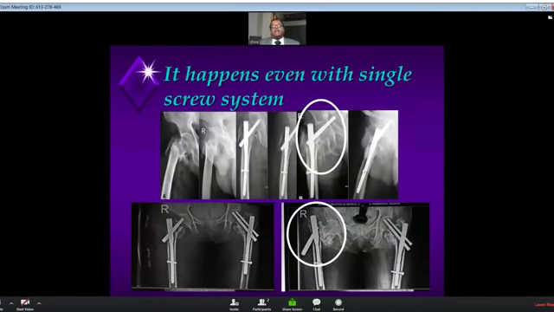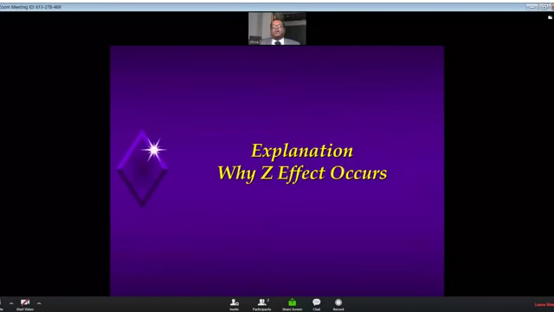Unfortunately, in a PFN we have the two screws, whereas here we have only one screw. So either the screw walks in or walks out. The mechanism is almost always similar to the Z phenomena which happens with a two screw system. So even in a single screw system, the screw can walk in or walk out of the nail.